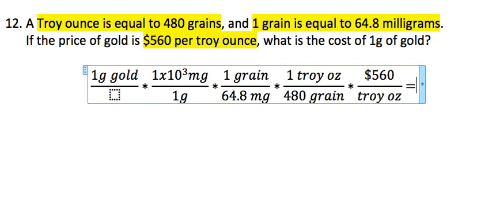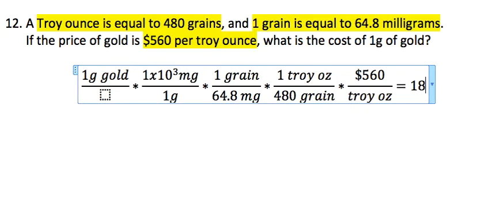And I do ask that you try this in your calculator, maybe pause this if you will, because I just want to make sure that you're using your calculator and your parentheses appropriately, because you're definitely going to want to do that. So in other words, if you're dividing by 64.8 and 480 grains, make sure that you put those in parentheses, okay? And my calculator tells me 18.00.